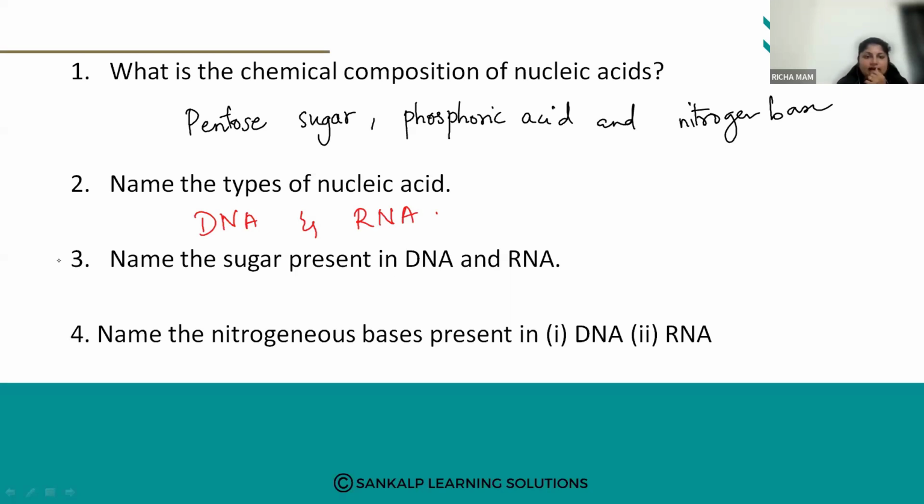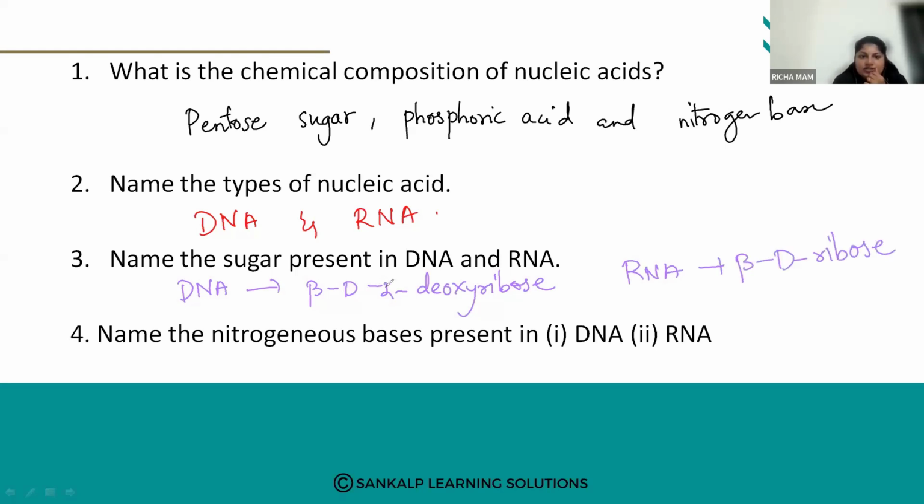Next one, name the sugar present in DNA and RNA. The sugar present in DNA is beta D-2-deoxyribose. And in RNA, the sugar present is beta D-ribose. So the sugar present in DNA is beta D-2-deoxyribose, and the sugar present in RNA is beta D-ribose.